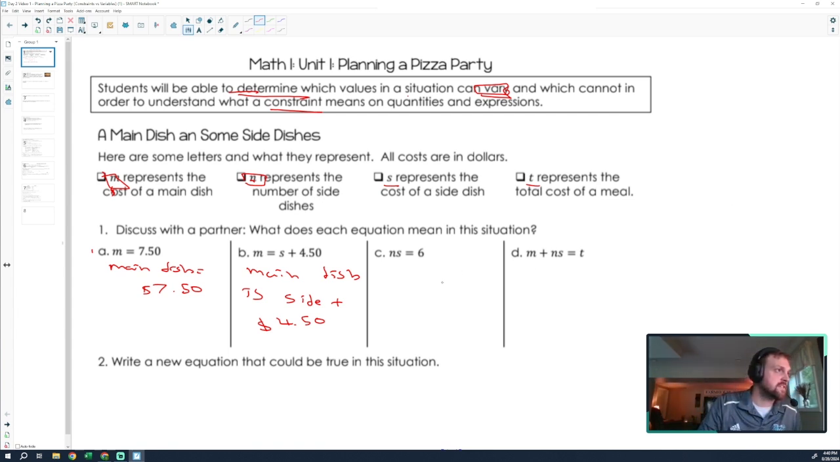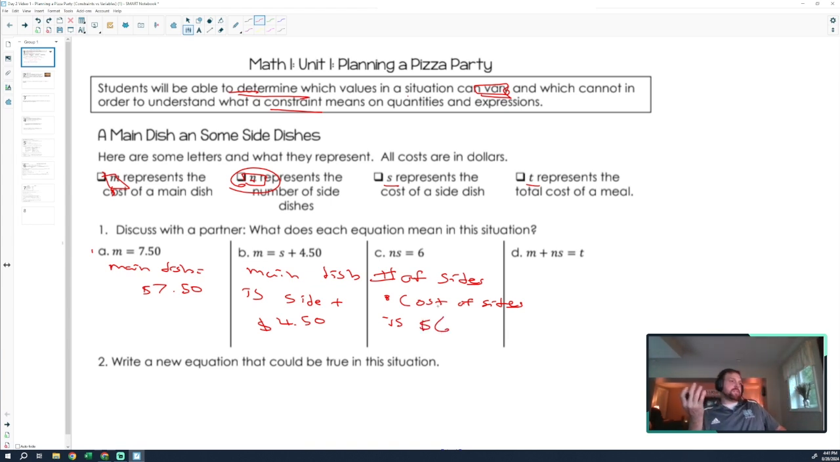All right, what about NS equals 6? Again, looking back at the top, what does N mean? N represents the number of sides. So the number of sides times the cost of the sides is $6.